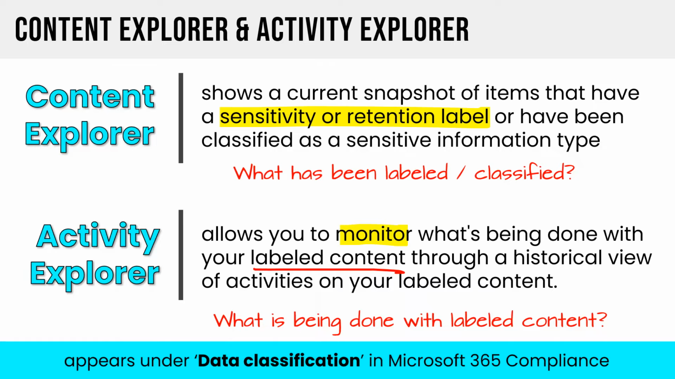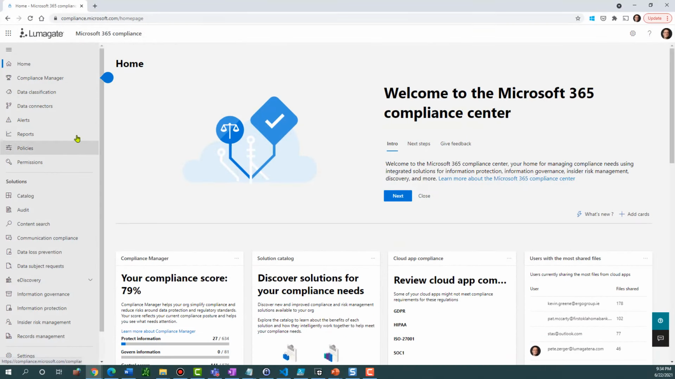So I'll just show you quickly where to find Content Explorer and Activity Explorer. So I'm at compliance.microsoft.com, so I'm in the Compliance Center, and again, I'll click on Data Classification over here in the left-hand menu, and I'll find Content Explorer and Activity Explorer right here.